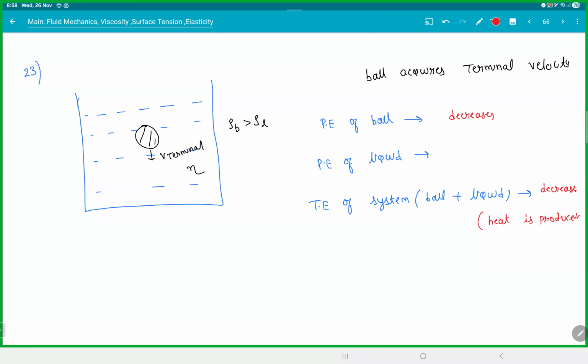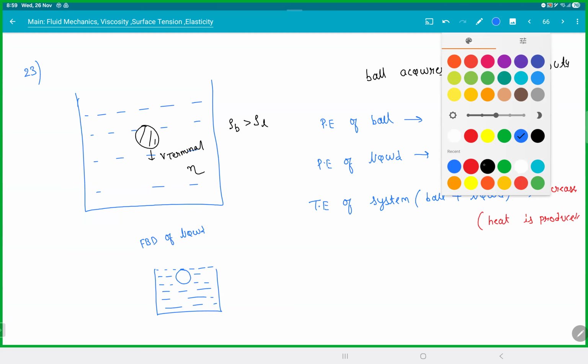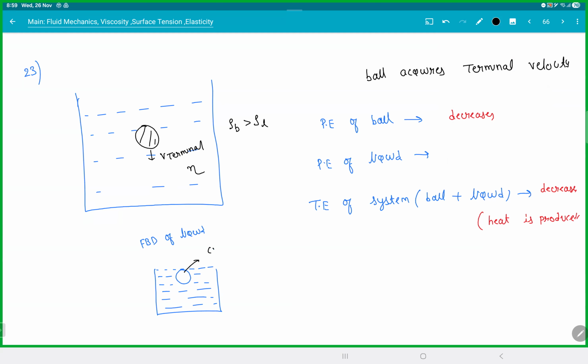The potential energy of the liquid is an interesting one. So if you just look at the FBD of the liquid, this is how it feels like. It feels like there's a cavity, isn't it? The ball, if you remove the ball and if you only look at the liquid, that is a cavity. This is the cavity of the ball, because you're just looking at the liquid.